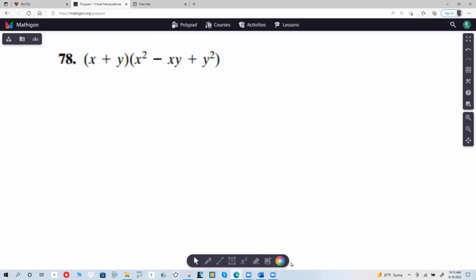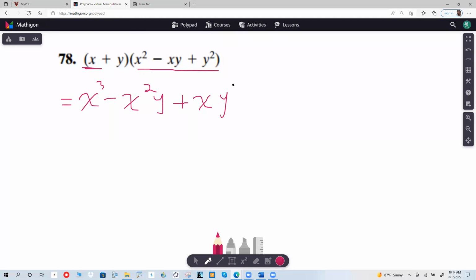All right, I'm going to change the colors a little bit. X with the whole thing will be in red. And distribute X over, you're going to get X cubed. This is still P4, right? This is still P4, yes. Okay. X times XY is negative X squared Y, X times Y squared is this guy. Okay, that's the red one.